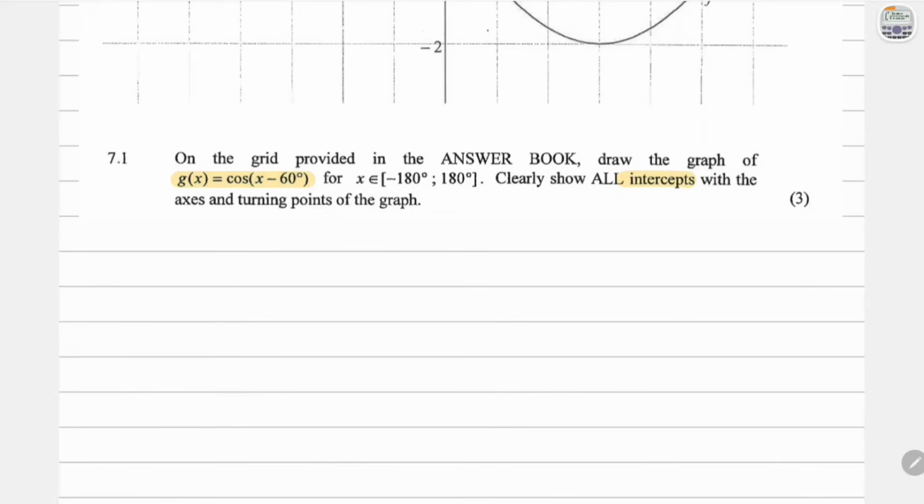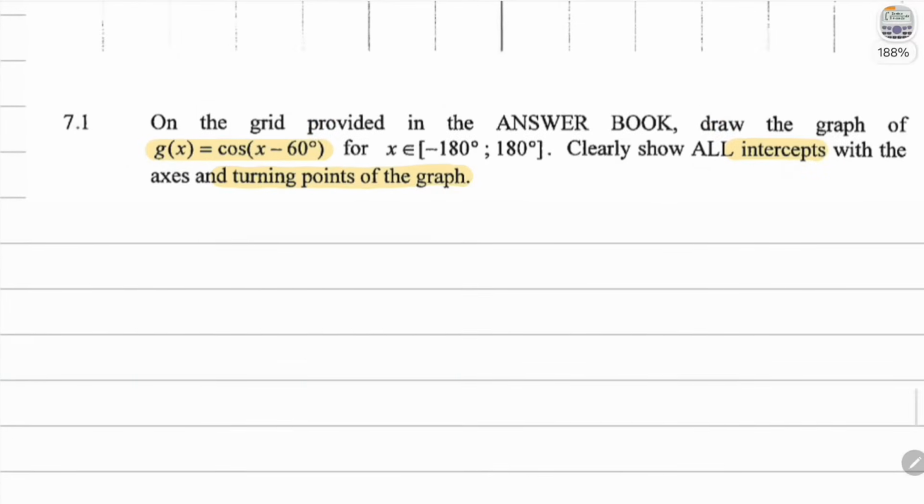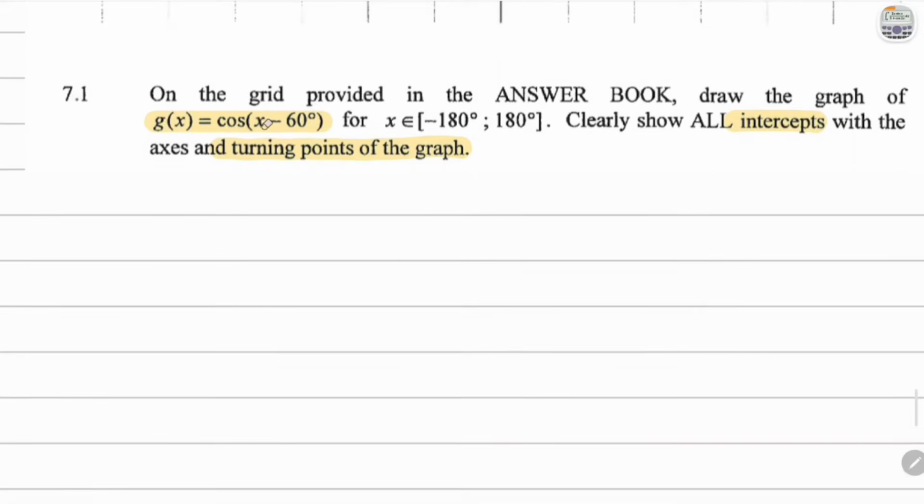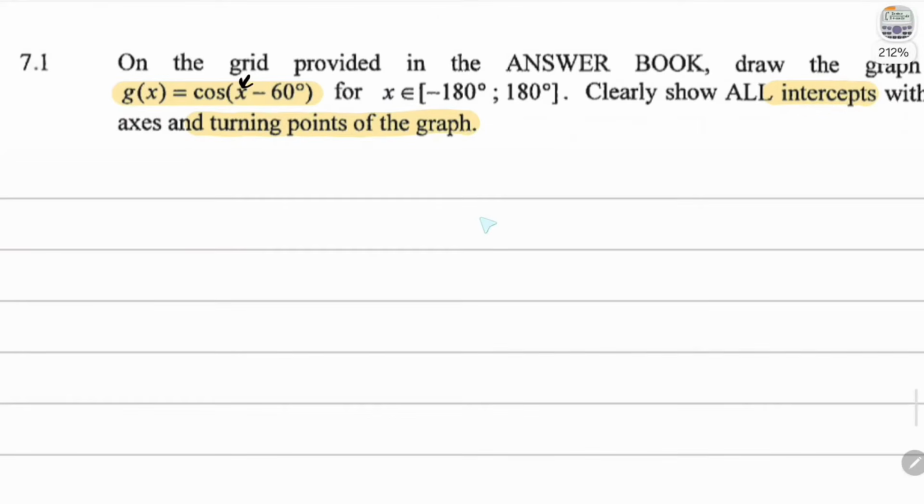So this would be the x and y intercepts and the turning points of the graph. Okay, so this is the graph that we need to draw. For you to be able to sketch this graph, you need to understand what the original cos graph looks like, and then understand what exactly is being applied here. We have an x minus 60 degrees. This shift, whatever it is, it's affecting the x. Okay, it's directly saying x minus 60 degrees.